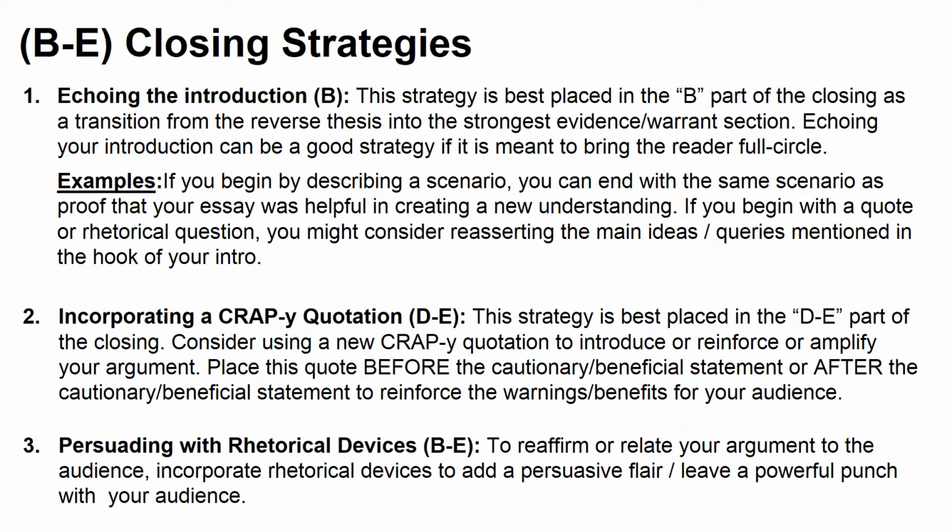So there are three main closing strategies that we're going to talk about. The first one is to echo the introduction. And this strategy is best placed after your reverse thesis in the B sentencing part of the closing. And this can really be useful in creating unity in your speech or your essay if you're writing it, because you are reiterating something that you talked about in your introduction and bringing it up again in the closing to again bring your audience members full circle with your argument.